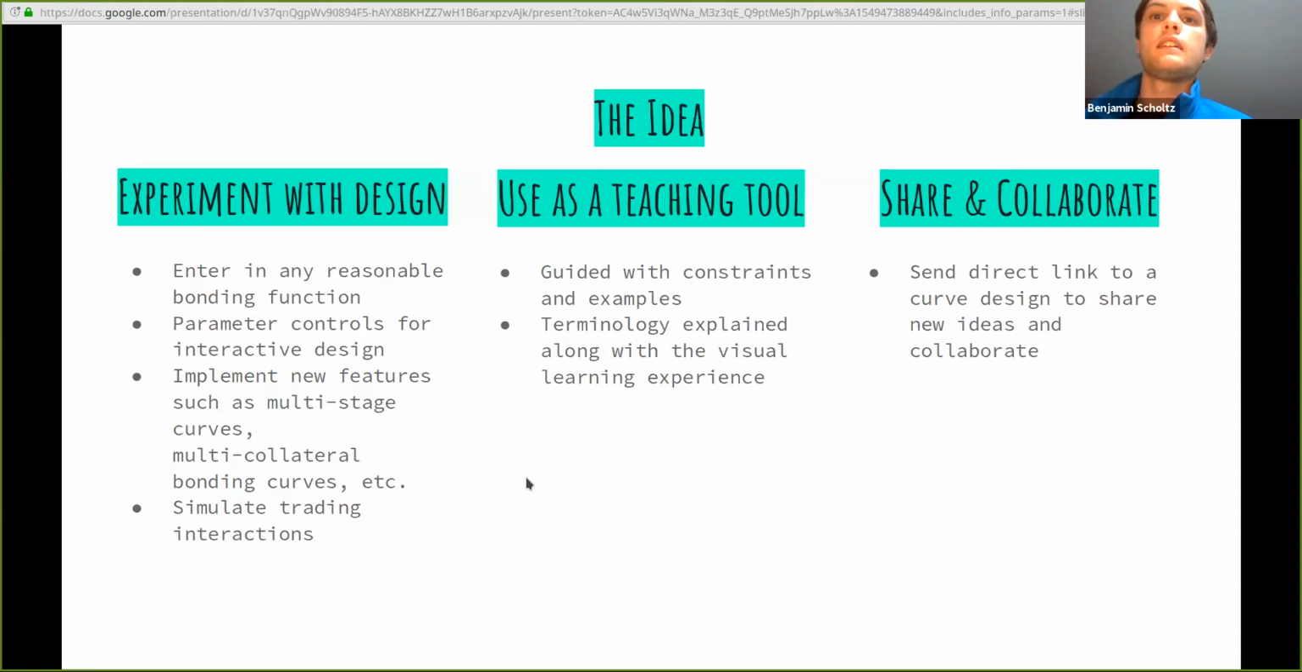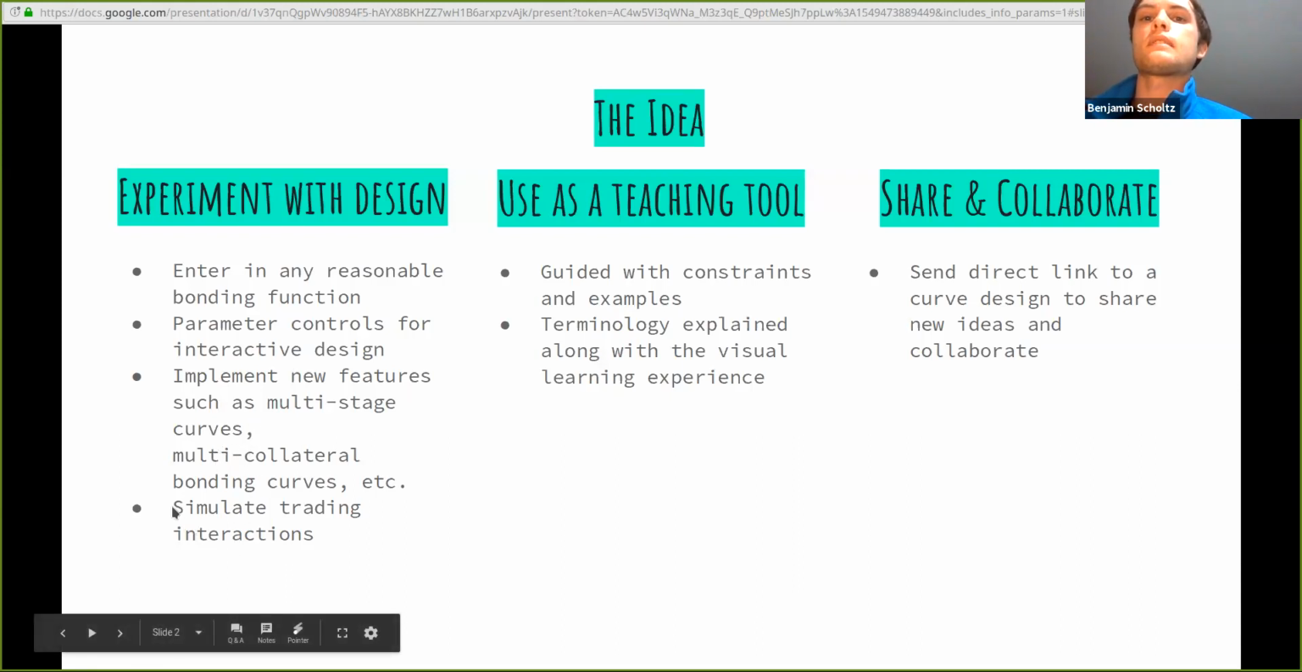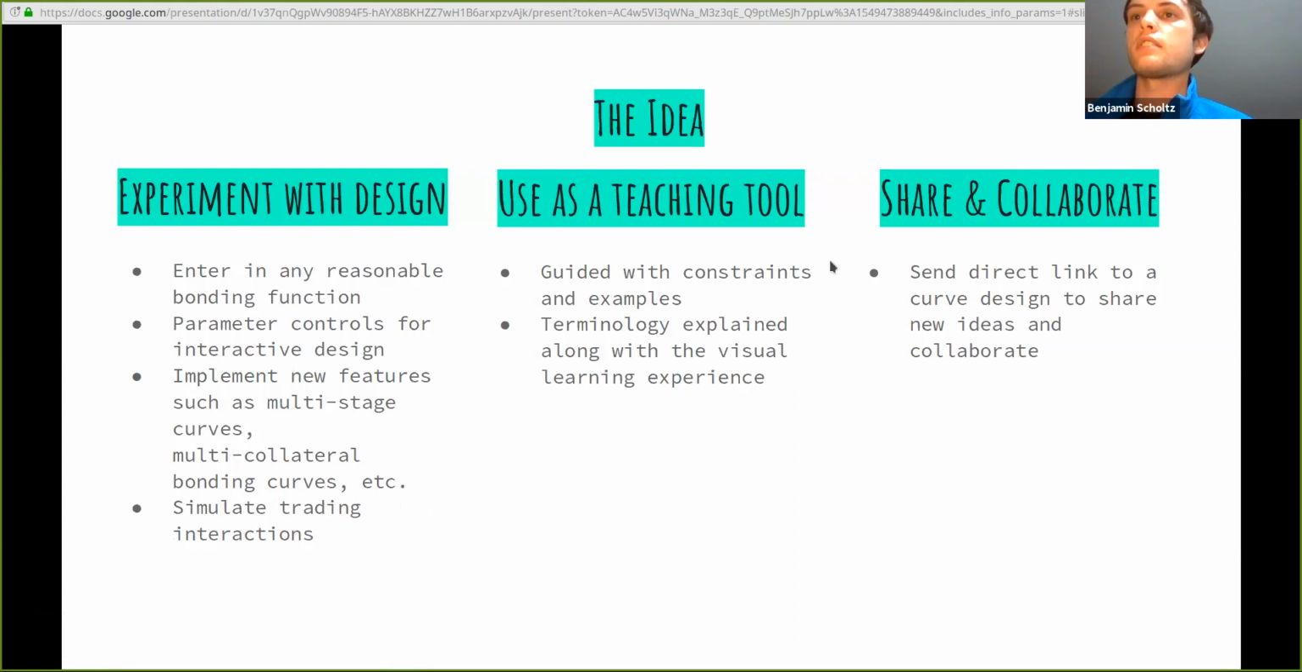simulated trading. We want to be able to visualize multi-stage, multi-collateral bonding curves, and a current branch feature that we're working on is simulating trading interactions. So having different users of the curve buy and sell and see how the value that they've got in the curve changes over time. And also we can use it as a teaching tool, so, have guided constraints and examples.